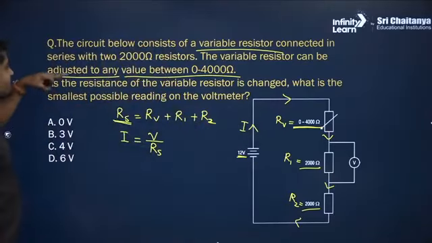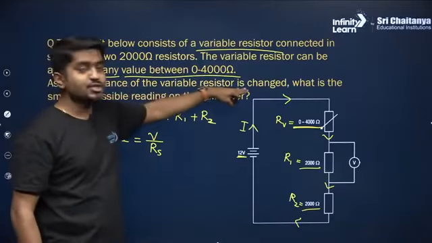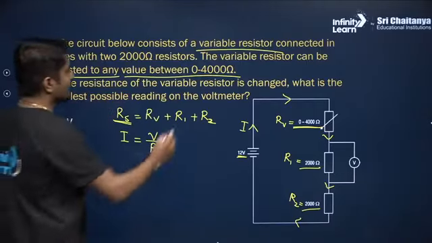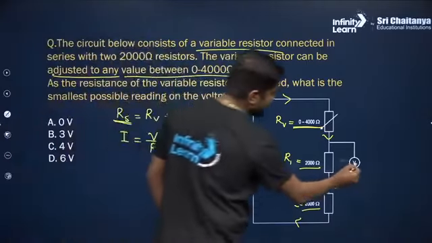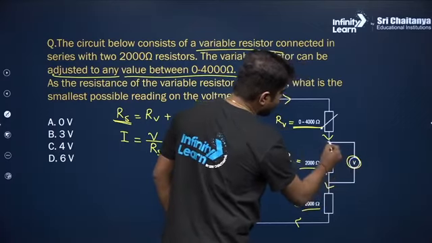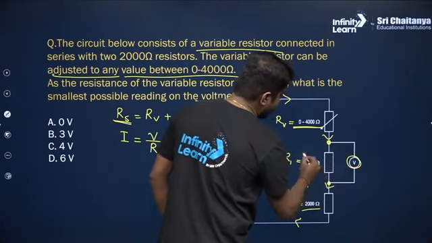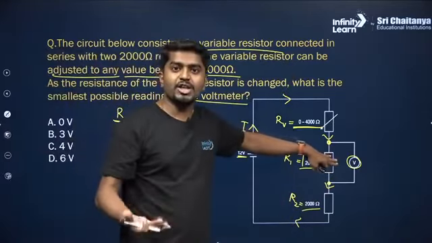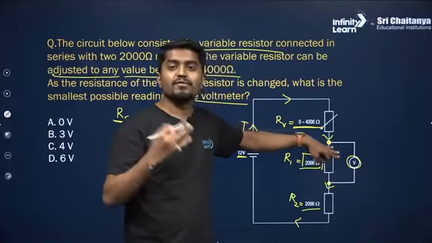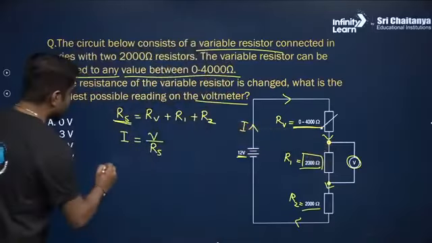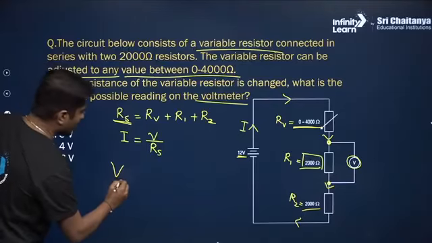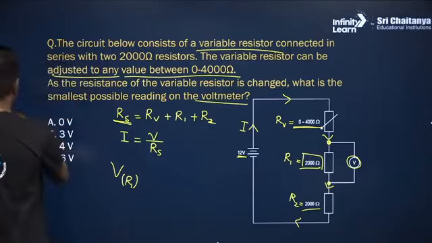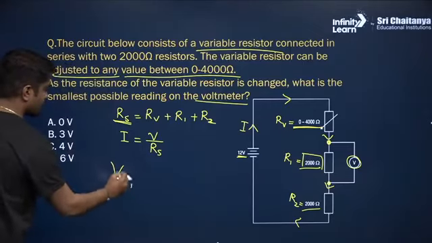Now the resistance of the variable resistor is changed. What is the smallest possible reading of the voltmeter? You see here there is a voltmeter. This voltmeter measures the potential difference across this resistance. So voltmeter will measure the potential difference. What is the smallest value possible? The potential difference V across R1, V across this R1. I'll write down the complete thing so that you won't get confused.